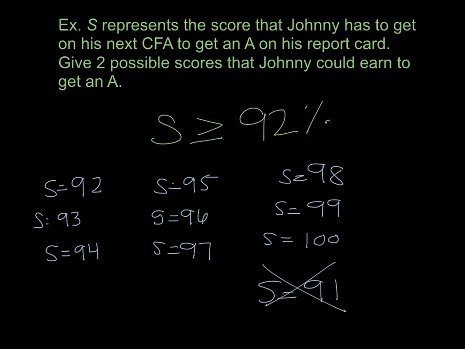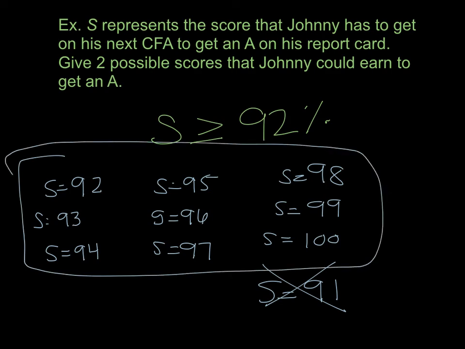Johnny cannot get a 91. If he gets a 91, he's going to get an A- on his report card. That's too low. He needs to score higher than that. So any of these are possible solutions for Johnny. He could get any of those scores. Anything less than 92% will not get him the A that he is looking for. But he could get a 92. That's the lowest he could get because we have that S is greater than or equal to 92.